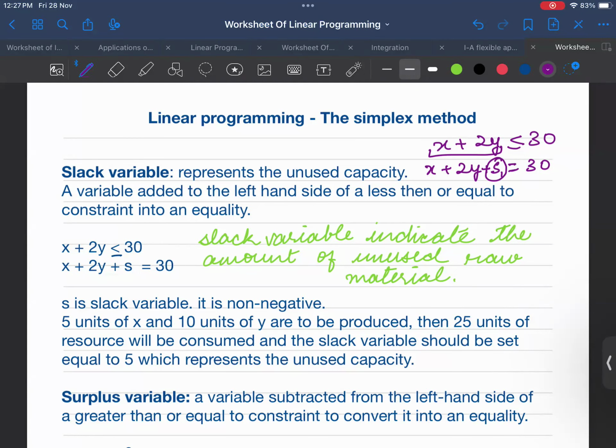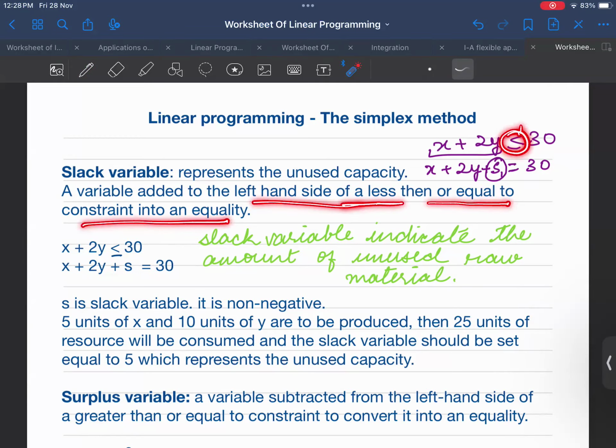The variable added to the left hand side of a less than or equal to constraint to make it an equality is known as a slack variable. And in economic terms, in business terms, what is the meaning or interpretation of the slack variable? It indicates the amount of unused raw material or unused capacity.